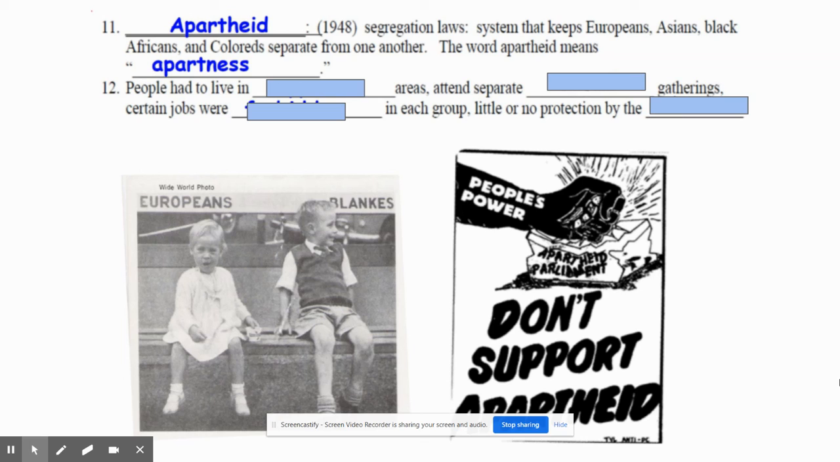In number 12, people had to live in different areas as a result of apartheid. They attended separate social gatherings. They could only hold certain jobs. Certain jobs for blacks were forbidden, and so that certainly adds to the complications here. There was little or no protection by the law. So if a black African who might have been accused of a crime had to go to court, chances are the jury would be all white. And more likely, they were going to rule against somebody who was not the same race as them.